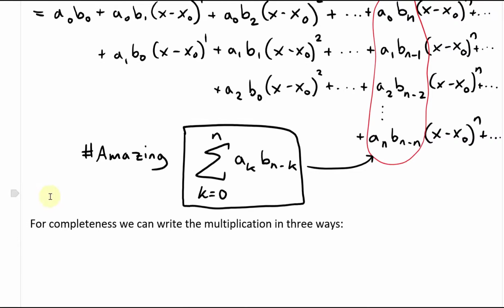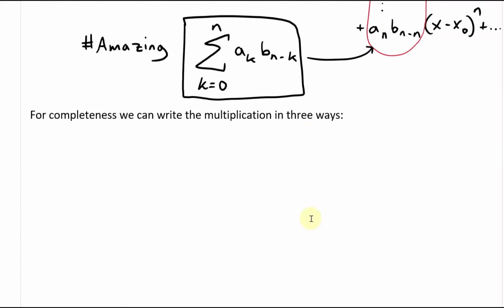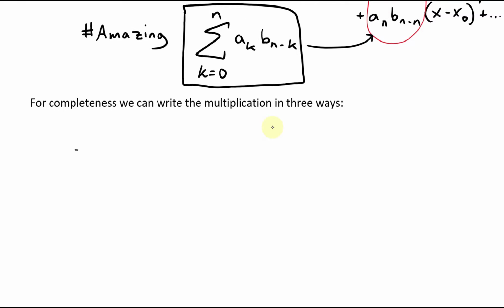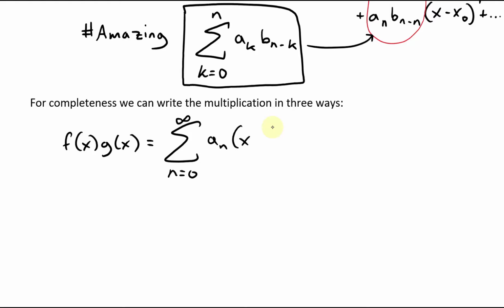Alright, continuing further. For completeness, we can write the multiplication of the series in 3 ways. Let's write it in the first way. It's just the summation of the two multiplied by each other. So f of x times g of x is equal to, you can just write this in the first way, summation n equals 0 to infinity of an coefficients, and then this is going to be x minus x naught to the power of n, times it by, now the brute force summation like that, to infinity.